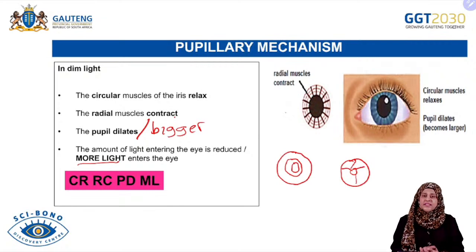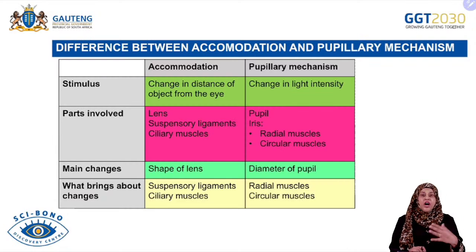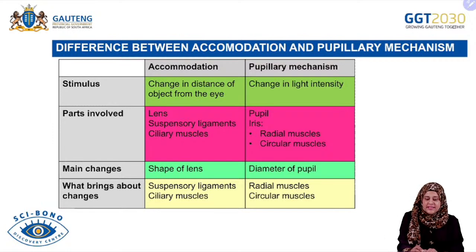Okay, so these are the two processes that you need to learn for the exam, and you need to learn them thoroughly because many pupils get confused about what we are asking in the exam. They get confused whether it is the pupillary mechanism or whether it is accommodation. So this is a slide to show you how you need to remember, right? When we look at the difference between the two, accommodation and pupillary mechanism, the stimulus for accommodation is distance, right? So we're looking at D for distance there. The stimulus is distance.